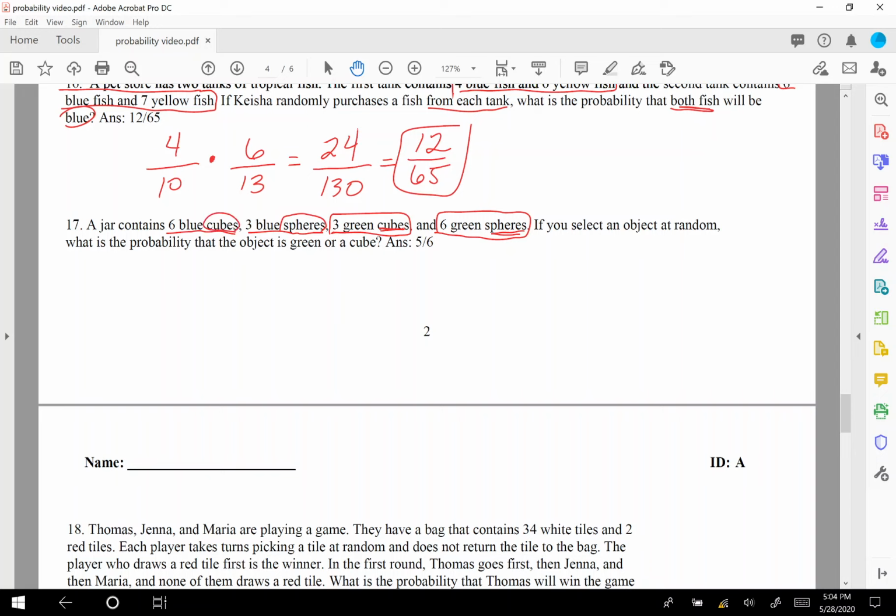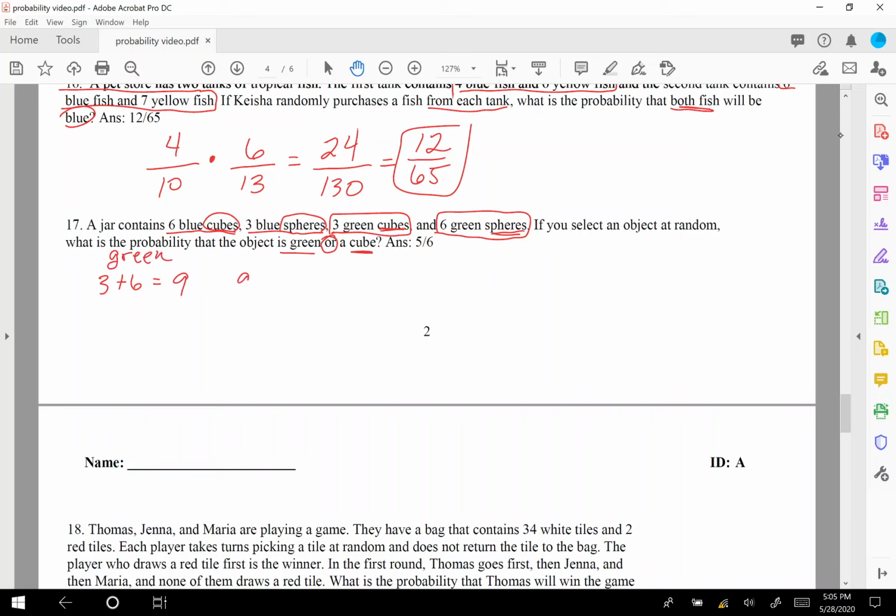It says, if you select an object at random, what is the probability that the object is green or a cube? Okay, so be careful. So what is the probability that the object is green? Okay, remember that word or means we're going to be adding here. So green. How many of these things are green? We have 3 green cubes and 6 green spheres. So we have 3 plus 6, so that's 9. Okay, and this is the green.